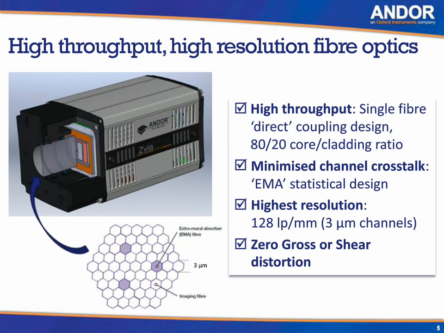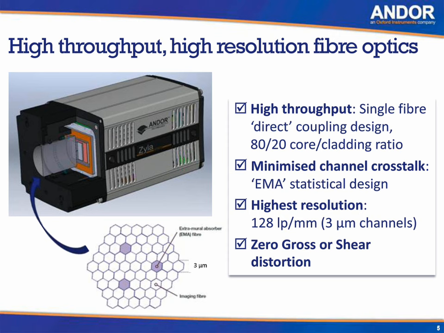we find we need to deal with how do we get the light from the scintillator or from the matter you're looking at into the camera. So we have to make sure we have a highly efficient, high-resolution throughput. And we do this by focusing on our optical design. And we do that by ensuring we have a high throughput. We choose fibers with a direct coupler, so that means there's only a single fiber. It's got a high 80-20 core ratio. It's maximizing the light throughput. It's minimizing the crosstalk. The crosstalk is stray light or light that's not where you want it to be, and it's done through an EMA optical design. And we also have a resolution on the fiber, 128 line pairs per millimeter, using a 3-micron channel fiber design. This is all with obviously zero gross or shear distortion.